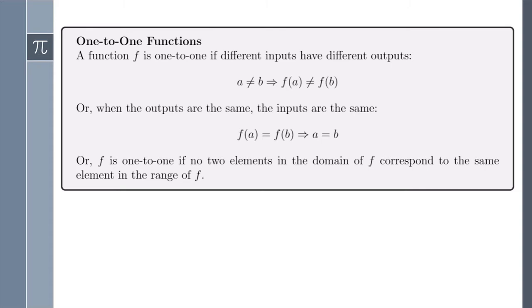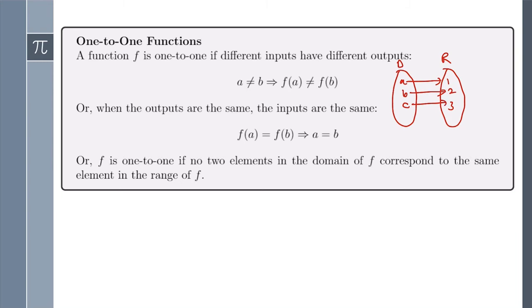So a function is one-to-one if different inputs have different outputs. For example, in the mapping diagram, let's say this is the domain and this is the range. If I have A, B, and C, each of these is mapped to a different output. If that happens, then the function is one-to-one.